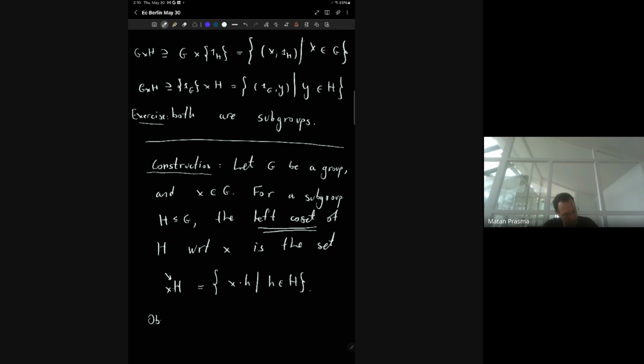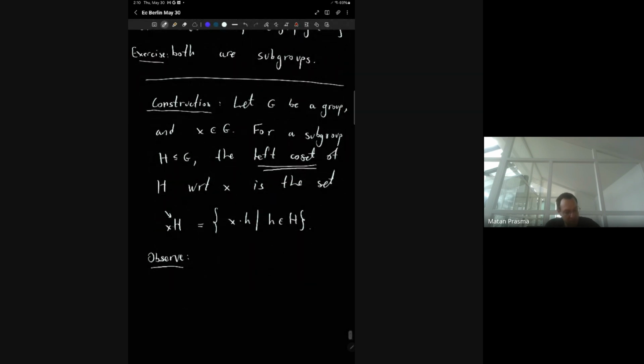Now observe just a few simple things. If I take the coset eH, not e, 1H, then this is simply H, right? I take 1 times every element in H. This one is the one in G. I take the coset of 1, it's simply H.